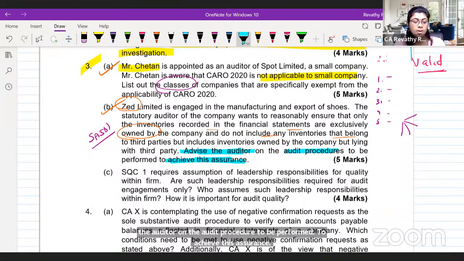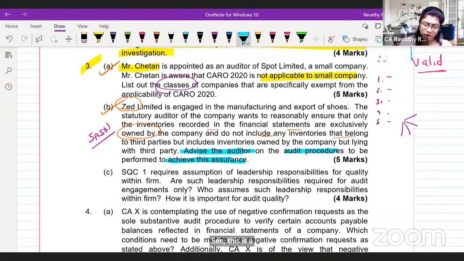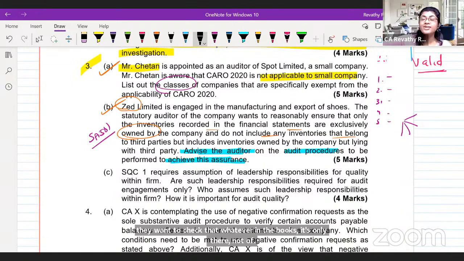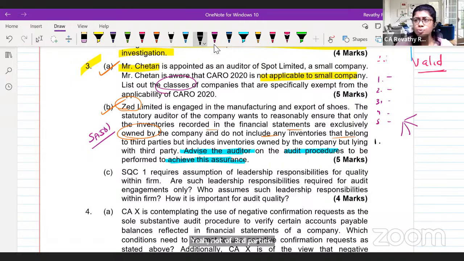This is generally a question on audit of items in FS. They want to check that whatever is in the books is only the company's, not of third parties. So what will you do? You can obtain confirmation. You can perform analytical procedure, last year inventory with current year. You can check with non-financial information like weight.